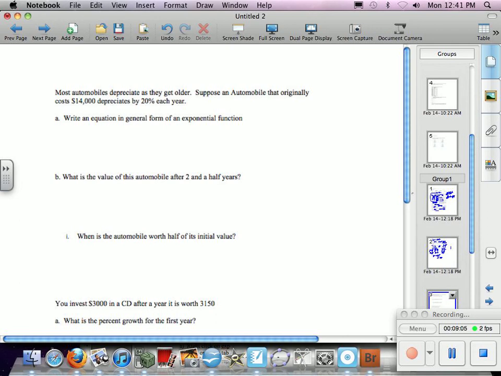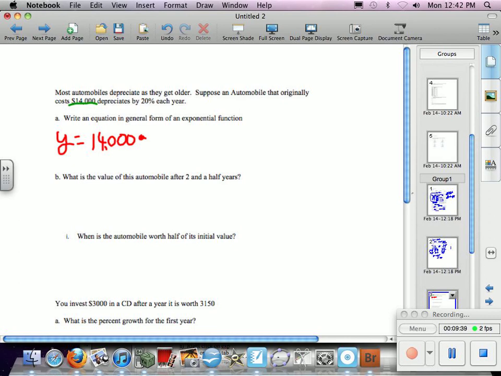Now, sometimes we're given information and we're just asked to plug it in. So for example here, most automobiles depreciate as they get older. Suppose an automobile that originally cost $14,000 depreciates by 20% each year. So $14,000, that's going to be my start amount. So I'll say y equals 14,000 times, now that's my 20%, it depreciates by 20%.